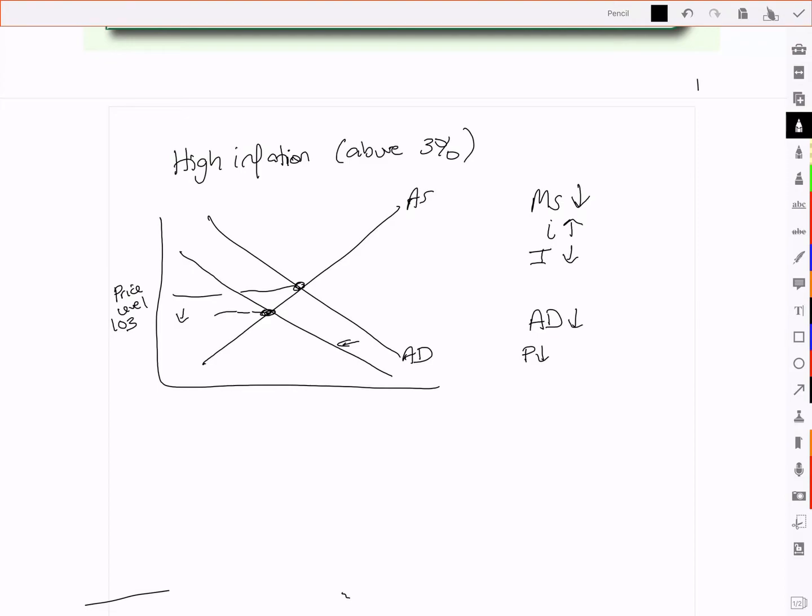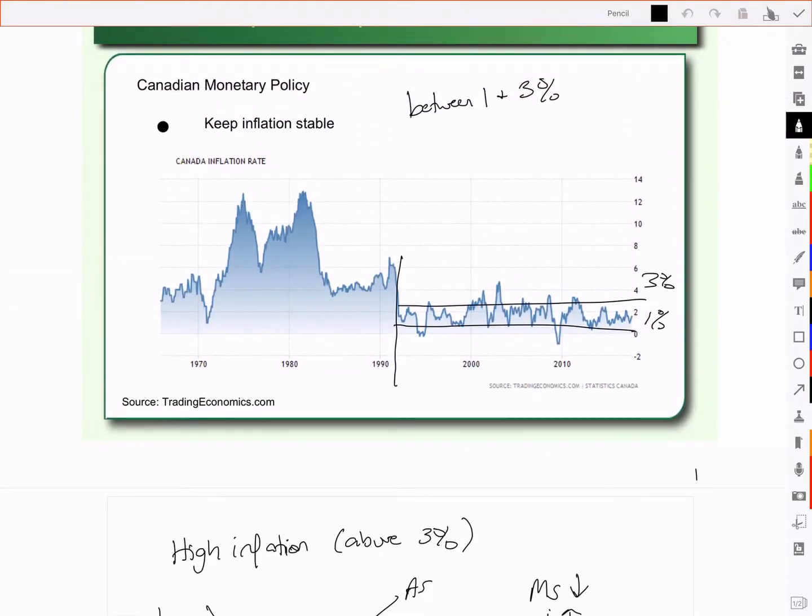So if you're using Canadian policy about stable prices and we're getting inflation above 3%, so if it starts to creep up here, we need to decrease the money supply. And if our inflation rate falls below 1%, then we're going to need to increase the money supply. So primarily in Canada, we use monetary policy to keep the inflation rate between 1 and 3%.